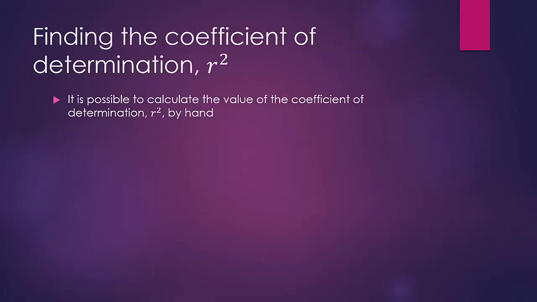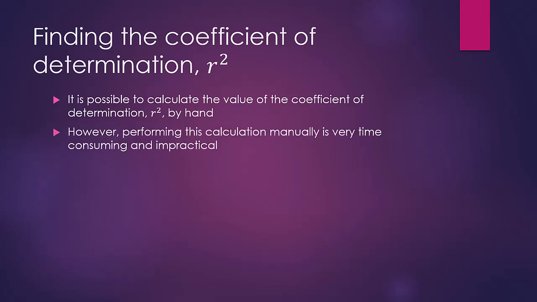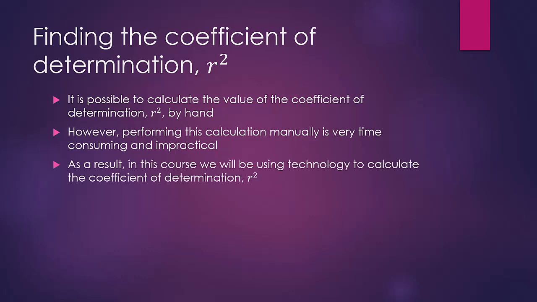Finding the coefficient of determination. It is possible to calculate the value of the coefficient of determination r squared by hand. However, performing this calculation manually is very time-consuming and impractical. As a result, in this course, you will be using technology to calculate the coefficient of determination r squared. You may need to watch a separate video depending on which statistical software you are using in order to learn how to use that statistical software package to find the coefficient of determination.